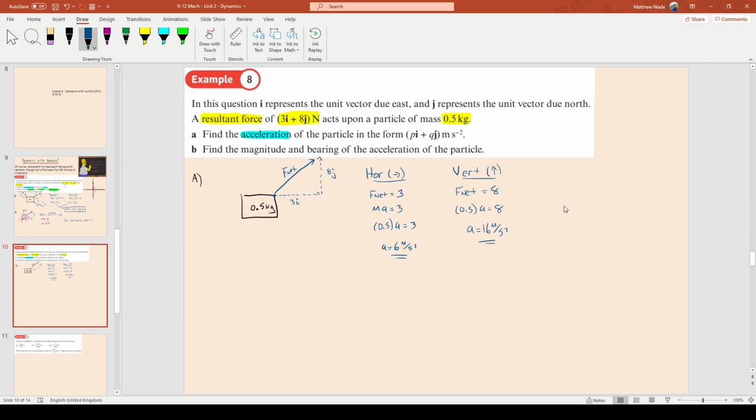So final answer then, getting the acceleration as a vector, it's just going to be the two bits of that together. Acceleration as a vector is just going to be this. Horizontally it was 6, so it's 6i to indicate horizontal plus 16j to indicate vertical, meters per second squared, as a vector.